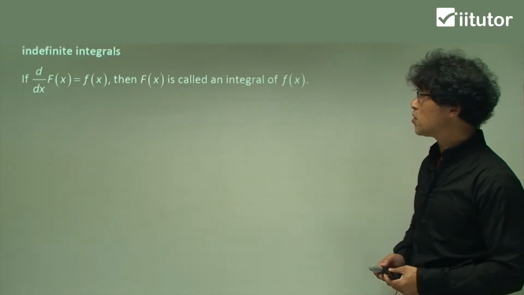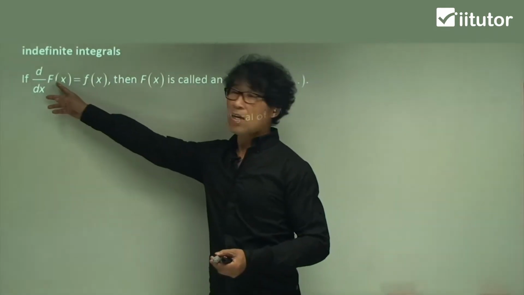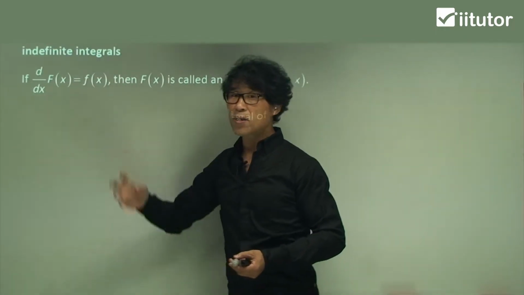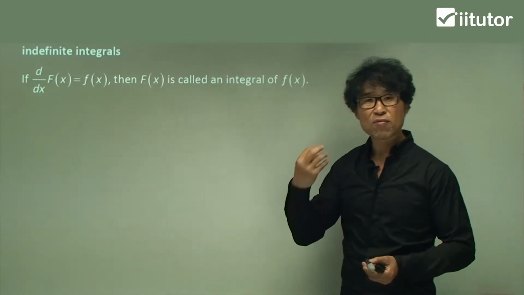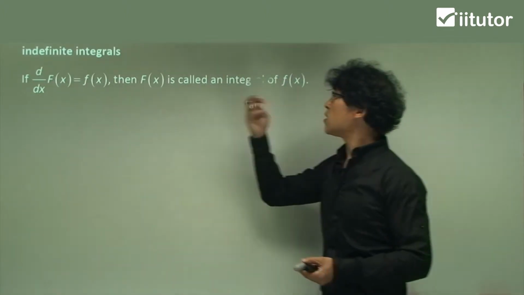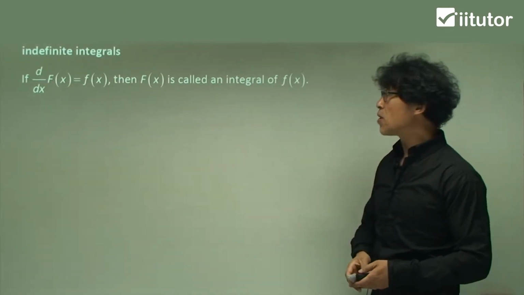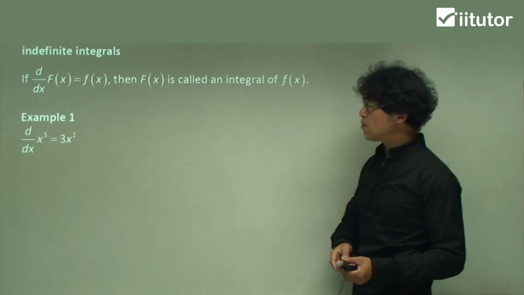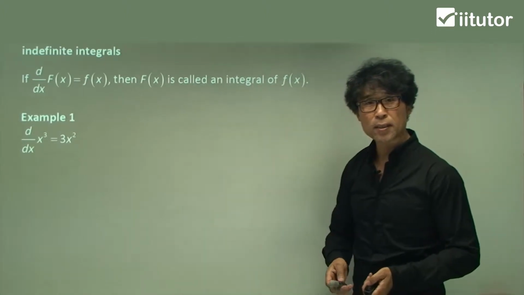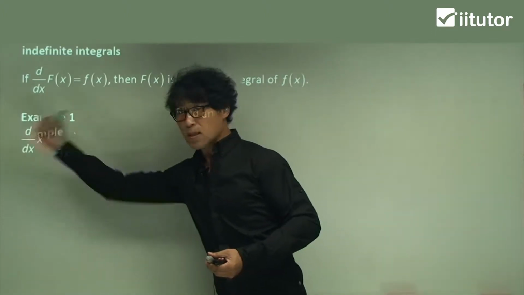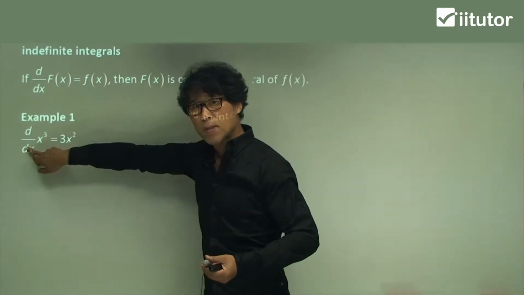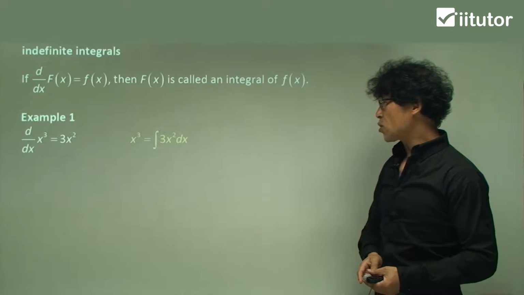Indefinite integrals. If you differentiate capital F(x), the result of the differentiation is little f(x), which is the derivative. And then we call capital F(x) the integral of little f(x). Look at the example. If you differentiate x cubed, that will come out as 3x squared. So we differentiate and integrate back. See what I'm talking about.